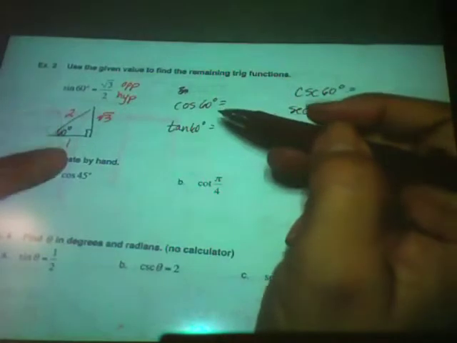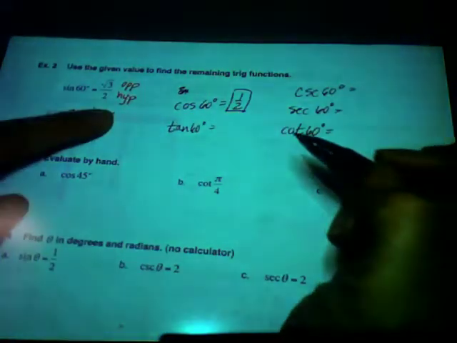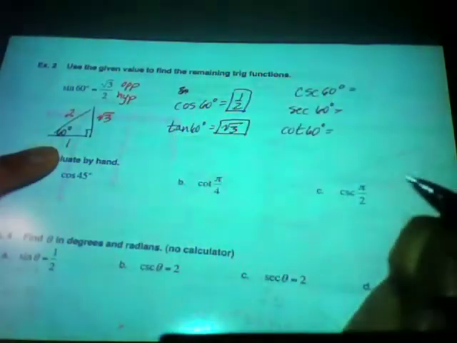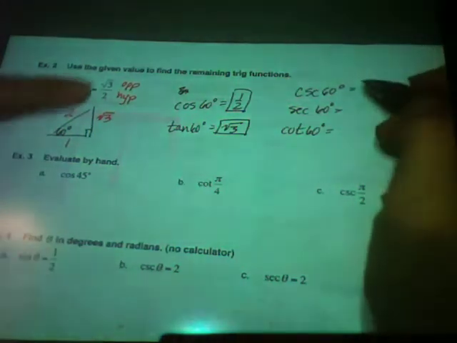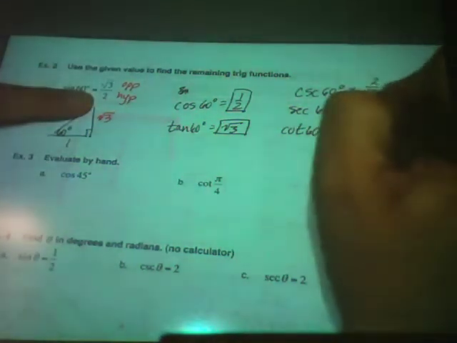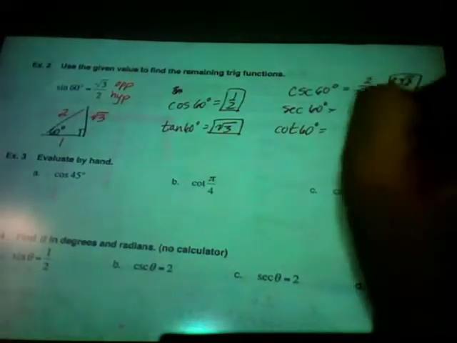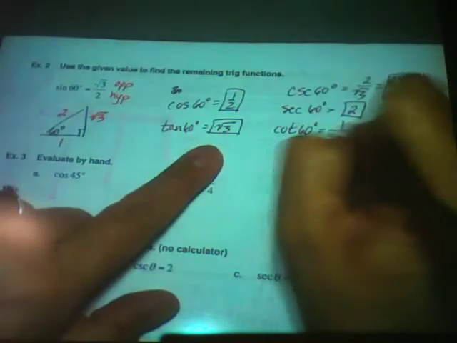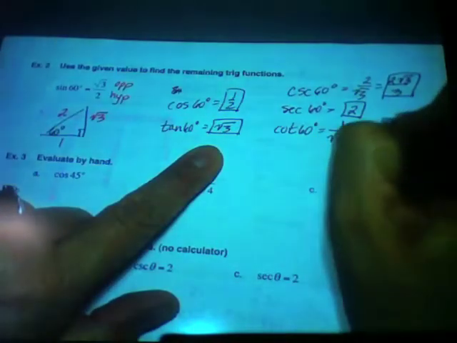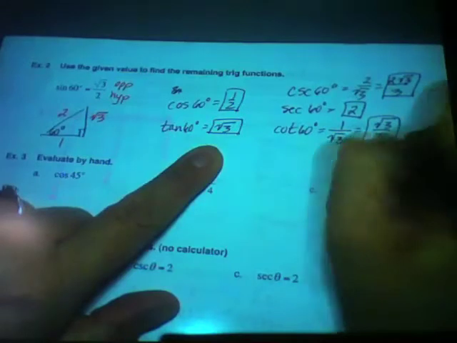So cosine is adjacent over our hypotenuse, so 1 over 2. Tangent is opposite over adjacent, so radical 3. And then flip these. So this one flipped is 2 over radical 3, but I have to rationalize it, right? So I get 2 radical 3 over 3. This one is just 2. And this becomes 1 over the square root of 3, which rationalized is radical 3 over 3. So isn't it a lot of what we did before?